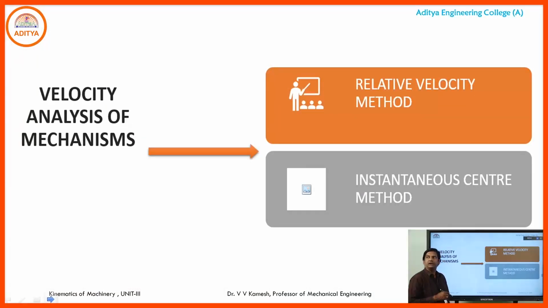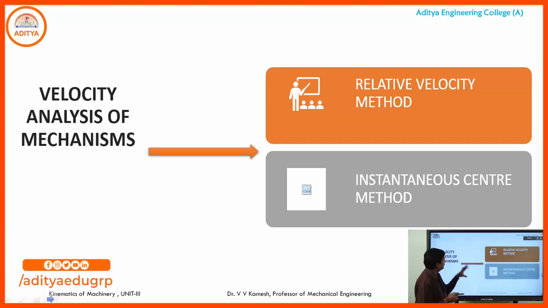So, in the velocity analysis of mechanisms, we are having two different methods. One is the relative velocity method and the second one is the instantaneous center method. These two are graphical methods.